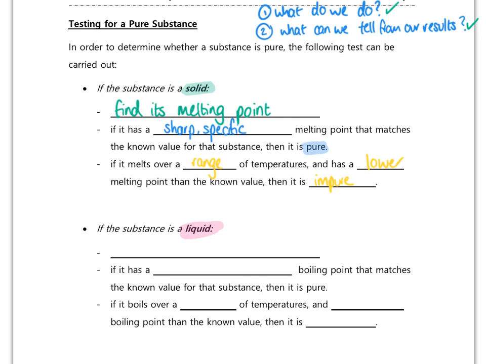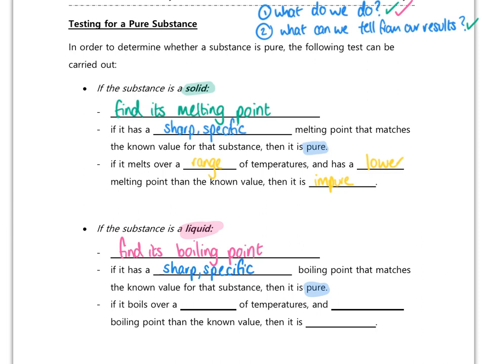Okay, so to check your answer, if the substance is a liquid, the first thing we need to do is find its boiling point. So that's the first thing marked off. And then what can we tell from our results, the second part? Well, if it has a sharp, specific boiling point that matches the known value for the substance, then it is pure. Okay, so again, there's your two key words again.